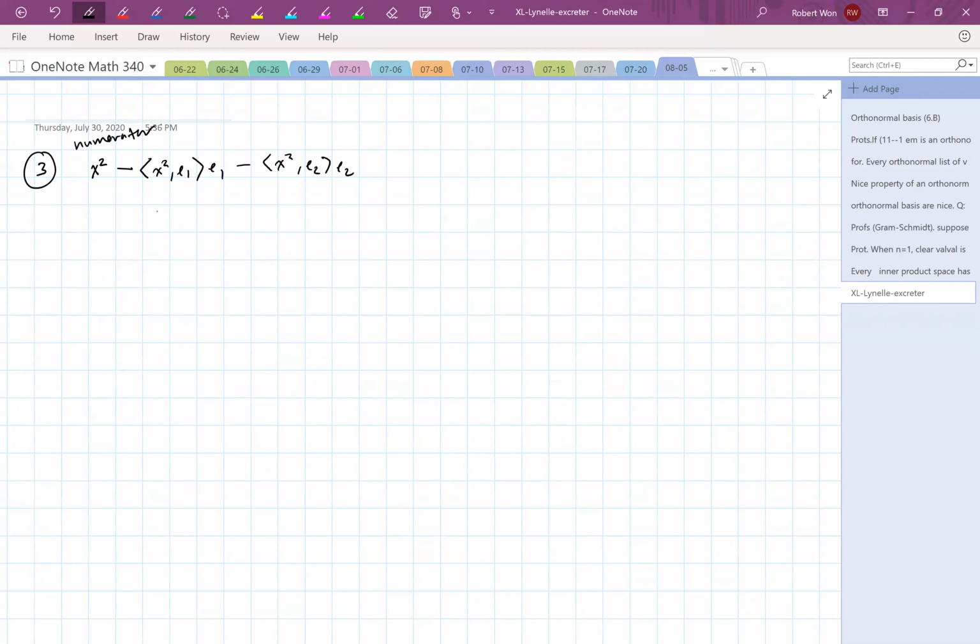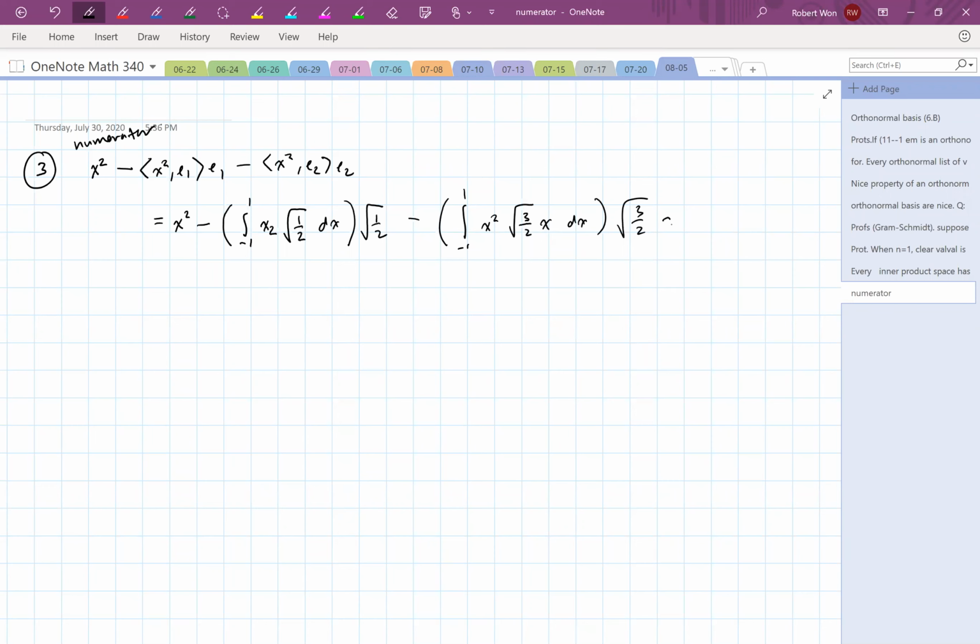Well, what is that? That's x squared minus, okay, well, this inner product is an integral from -1 to 1 of x squared with the first basis vector, which was the square root of 1/2, dx, times the square root of 1/2. Minus, it's this inner product. It's x squared times the second basis vector, which is square root of 3/2 times x, dx, times square root of 3/2 times x.